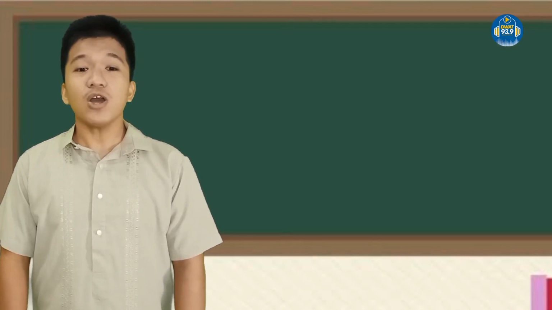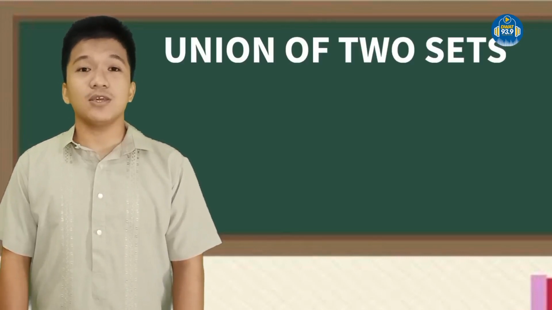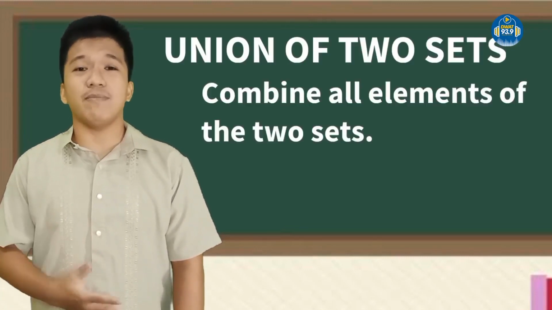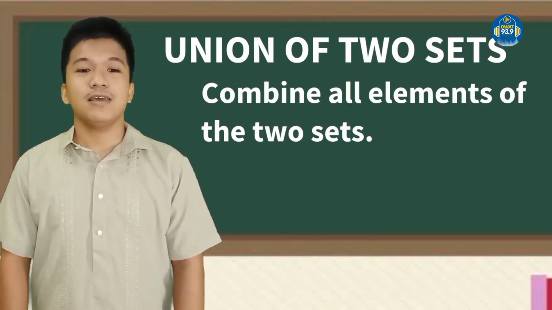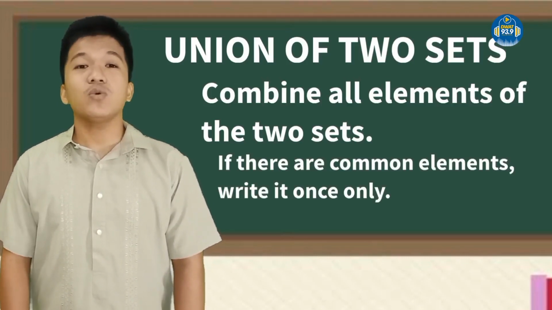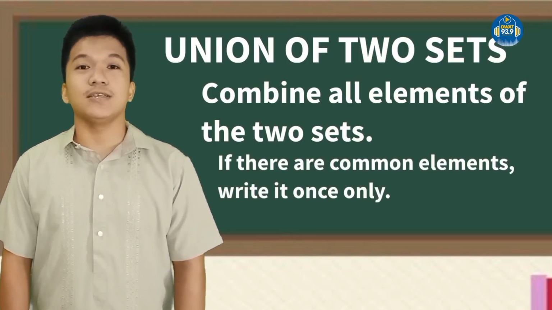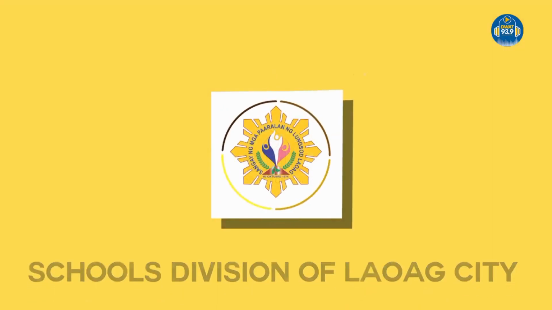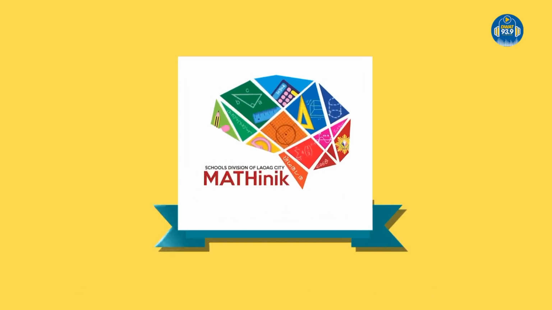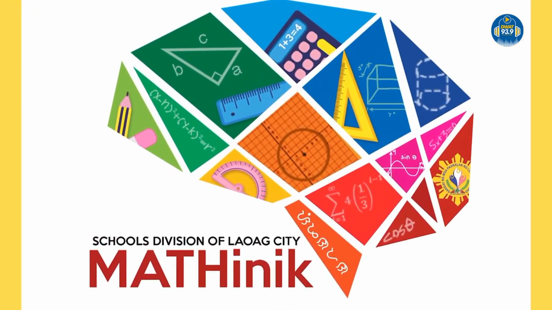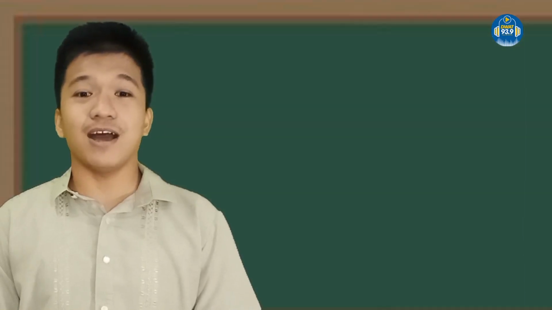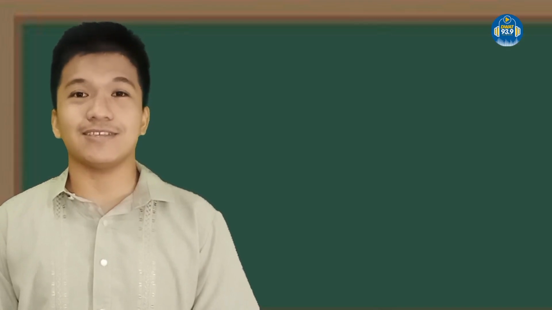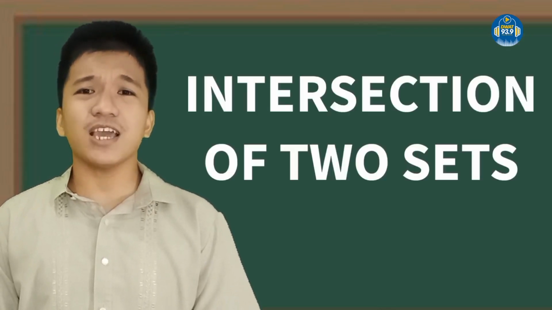Remember that if we talk about union of two sets, we just combine all elements of the two sets. If there are common elements, we could write it once only. We are already done with union of two sets. What about intersection of two sets?